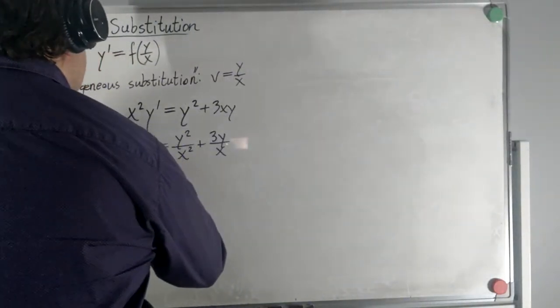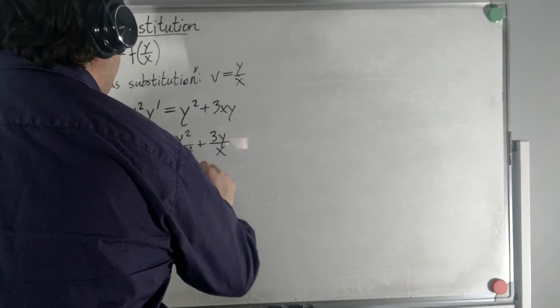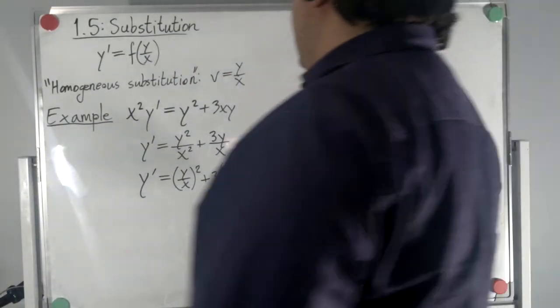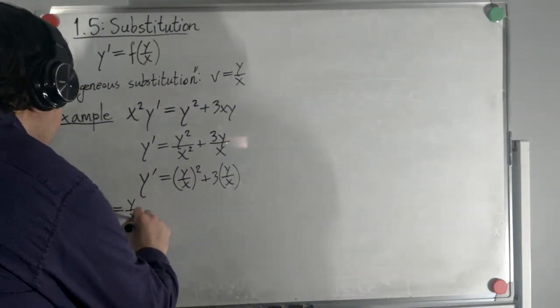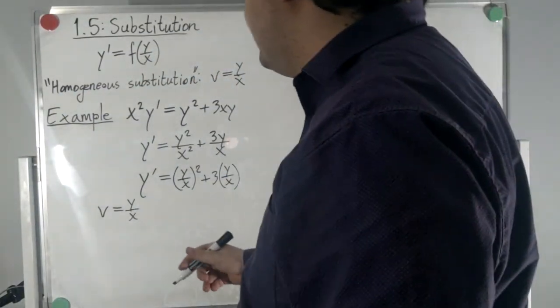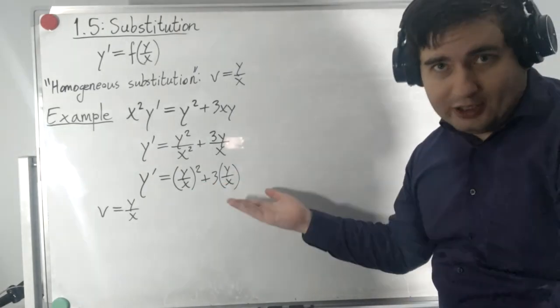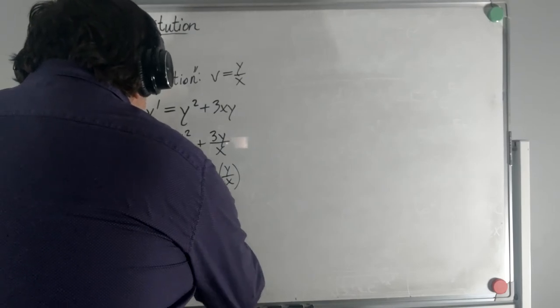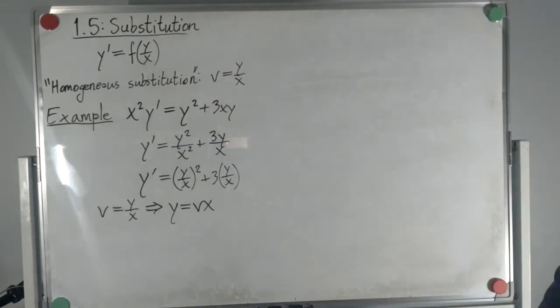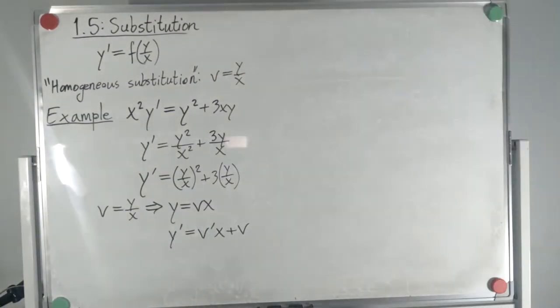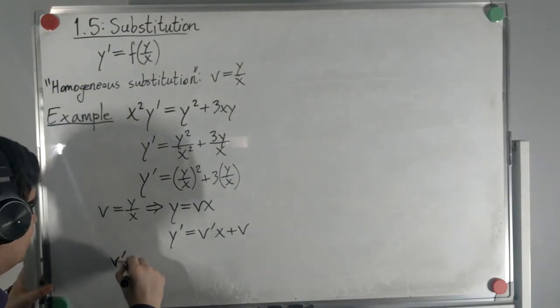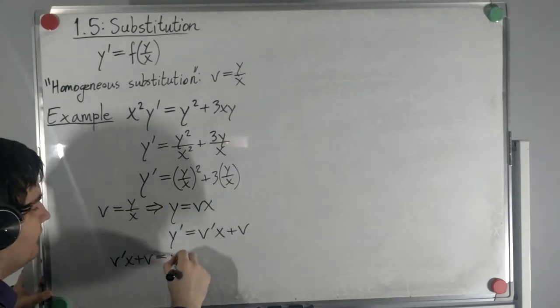So now, hopefully we recognize that this is y prime equals (y over x) squared plus 3y over x. So we can make the homogeneous substitution: v equals y over x. That takes care of the right-hand side. The right-hand side just becomes v squared plus 3v. But what is y prime? We have to figure that out now. To get y prime, I'm going to multiply both sides by x and get y equals vx. And then according to the product rule, y prime is v prime x plus v.